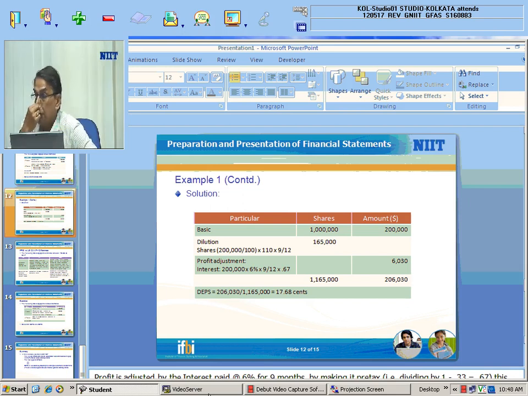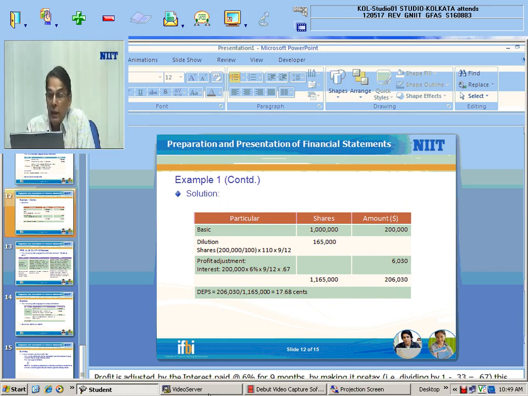If we disregard this expense, because the assumption is that the convertible debts have been converted into ordinary shares, the expense related to the convertible debt has to be added back to the profit on a post-tax basis. So 200,000 into 6% in 9 by 12 is the interest payable to the convertible debt holders. That is the expense related to the convertible debt multiplied by 1 minus the tax rate, which is 33%, so 0.67. So the effect on earning will be 6,030. The income goes up by, because this is added back to the profit, so income goes up to 206.